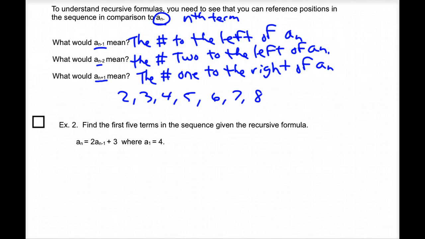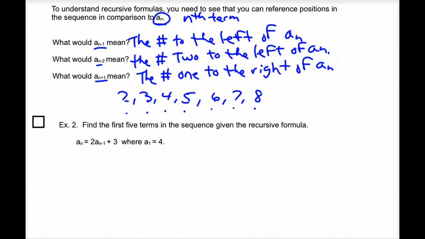If I asked you what a sub 4 was, hopefully you'd say a sub 4 is 5, because 5 is the 4th number in: 1, 2, 3, 4. If I asked you what a sub 7 was, hopefully you wouldn't say, oh, there's a 7 there. No, hopefully you'd go, what's the 7th term? Well, it's 1, 2, 3, 4, 5, 6, 7. It's actually 8. Okay?